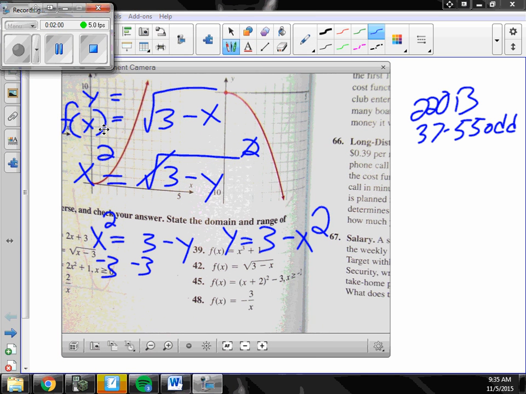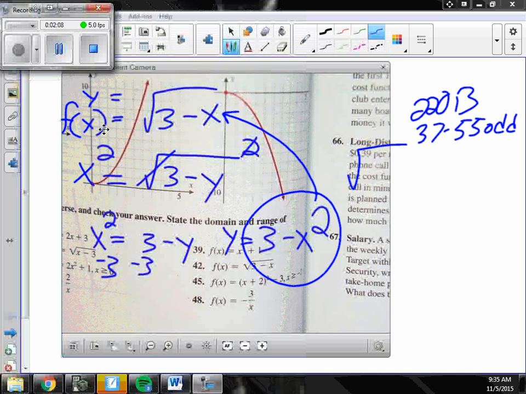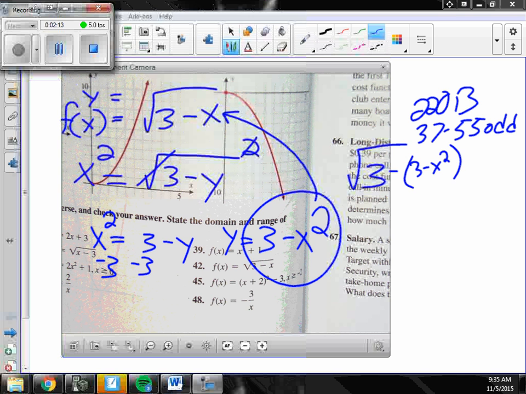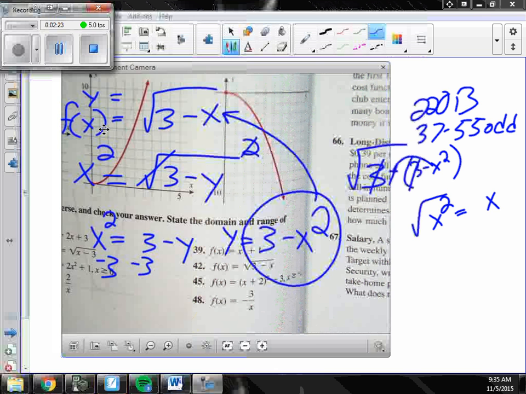Plug either one into the other one. It doesn't matter which order you do it in. So if I stick this in here, I get the square root of 3 minus 3 minus x squared. So 3 minus 3 cancels, and if I distribute that negative, I get the square root of x squared, which equals x. And that is the identity function. And if you compose two functions and you get the identity, those two functions must have been inverses.